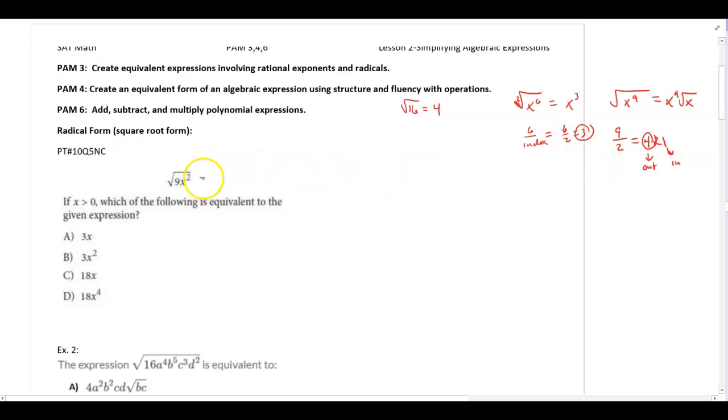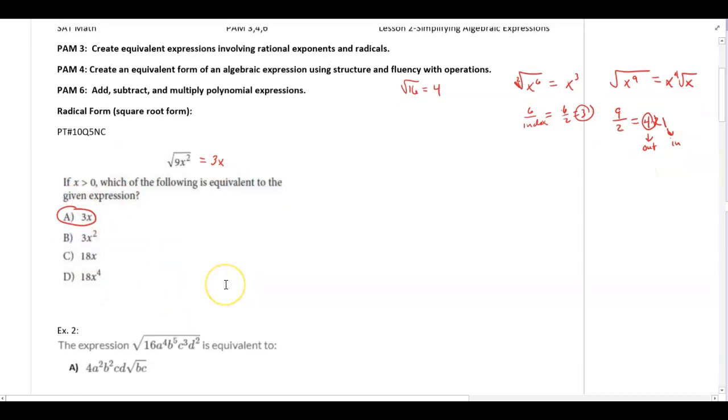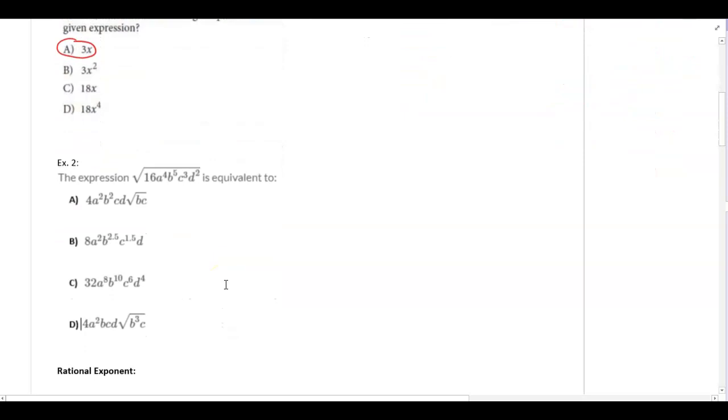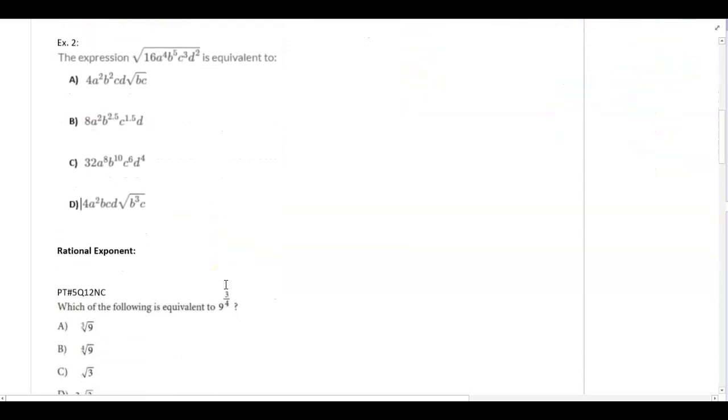So right away when I look at this first problem, the square root of 9x squared, the square root of 9 is 3, square root of x squared is x. Done. Letter A. That is like a tier 1 problem that we must get. Now, example 2, when I go to look at example 2, what is the square root of 16? 4. What is the square root of a to the 4th? Well, that's just going to be a squared.